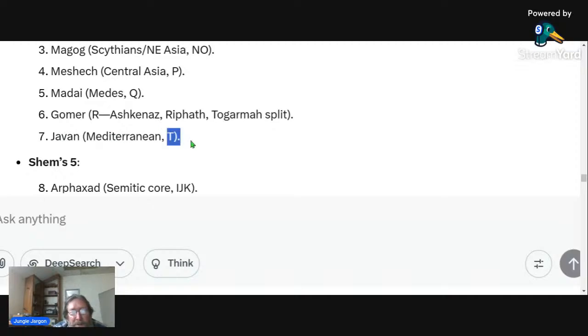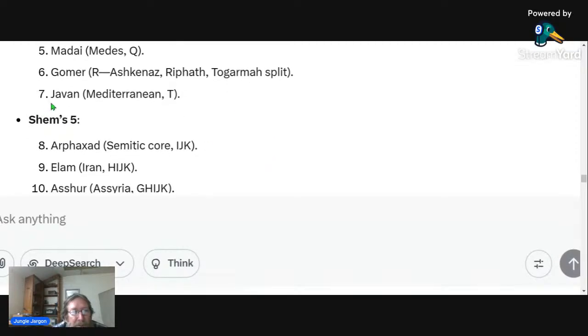Only in Tarshish, only in Iberia do the Jews have the T in their population. Only in the Braganza population of Jewish people do they have the T. That's the only place where there's a T, near Tarshish, which is the son of Javan.